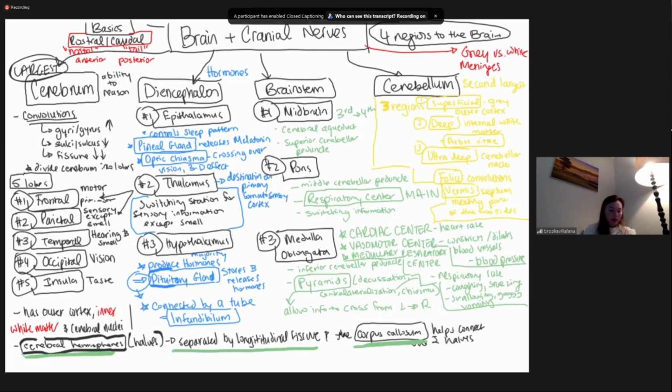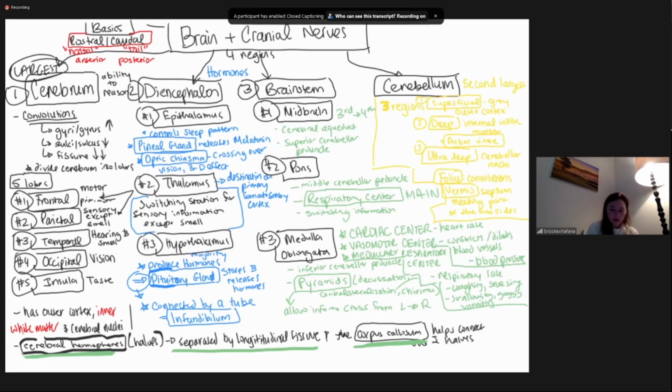And then I think I might be able to fit it up here. I can erase this. So remember, these are the 4 regions of the brain. Let's put this here. 4 regions. 1, 2, 3, 4. Okay, so what is the function of the cerebellum?